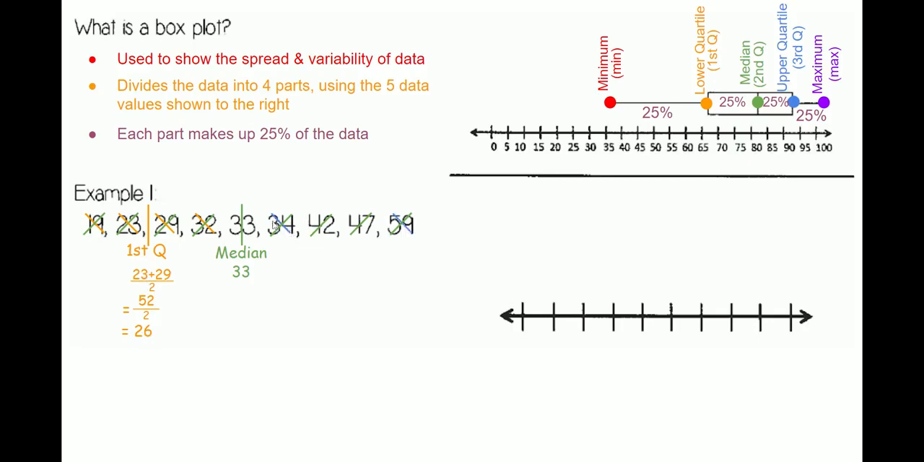And let's do the third quartile. So it's the middle of the second half. So we're not including the median. We cross off the ends. And then for those two, there's no one number in the middle. There's actually these two numbers in the middle.